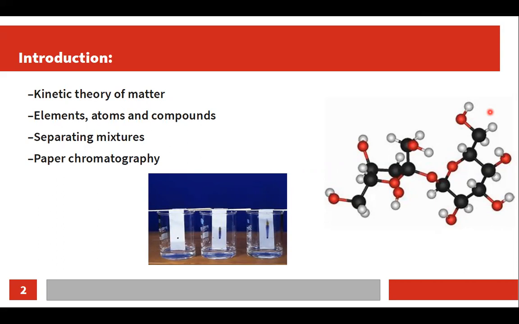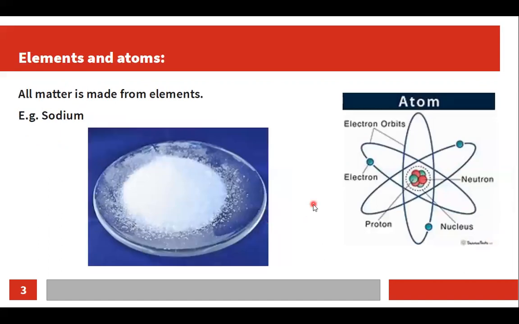Further on in the lesson, we'll talk about separating mixtures, and then paper chromatography, which is part of separating mixtures. There's a picture right down here of paper chromatography. So let's move on. Elements and atoms.